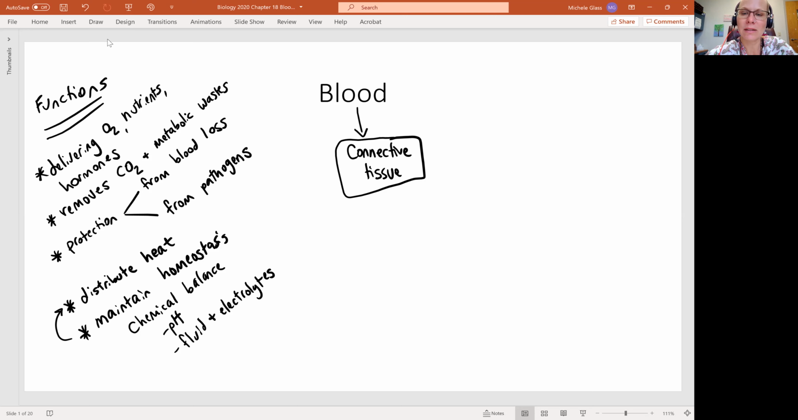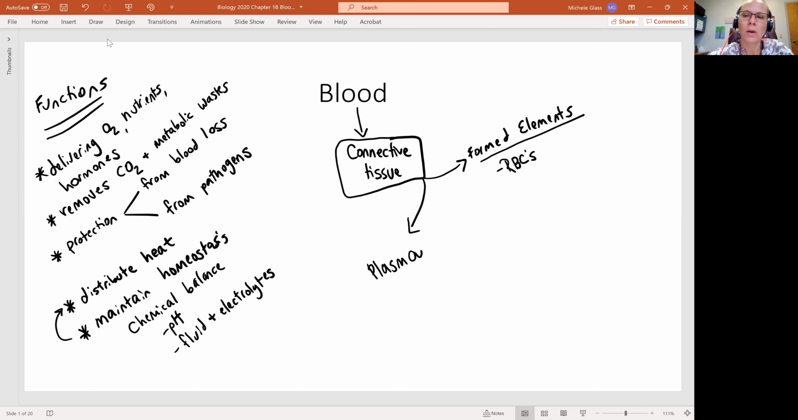And so when we talk about connective tissues, we should keep in mind that we're going to have both specialized cells. And in this case, we're going to actually talk about them as formed elements. And we're going to also get our extracellular matrix in the form of the plasma. So we'll be talking about each one of these. Now, when we talk about the formed elements, we are including here what we can call red blood cells, or RBCs. We're going to be talking about what we call white blood cells, or WBCs. And then we're going to be talking about platelets.